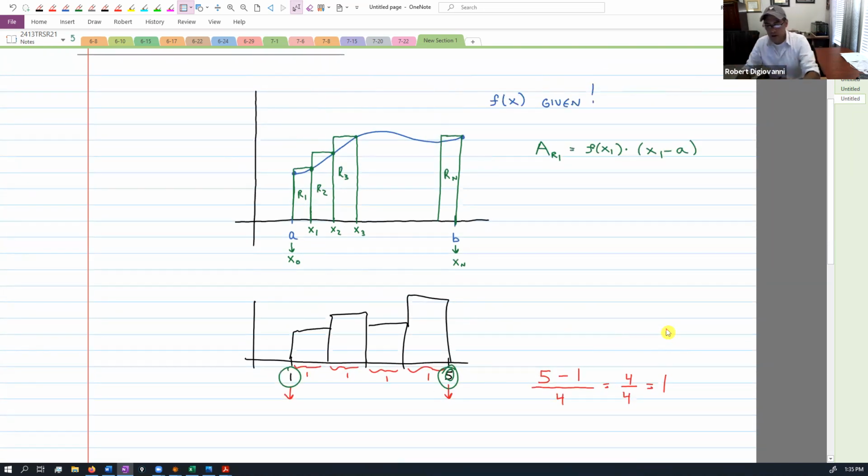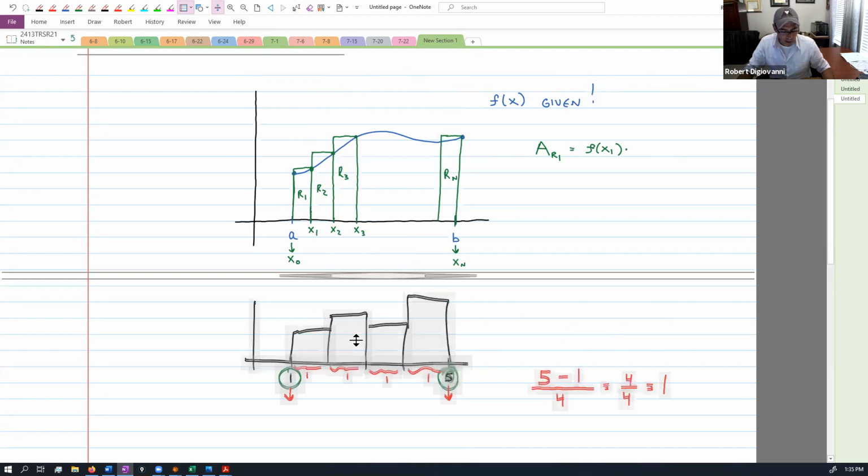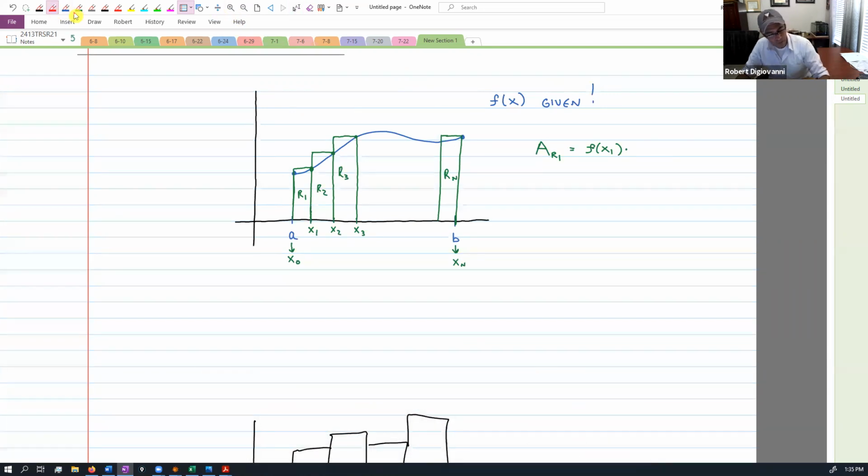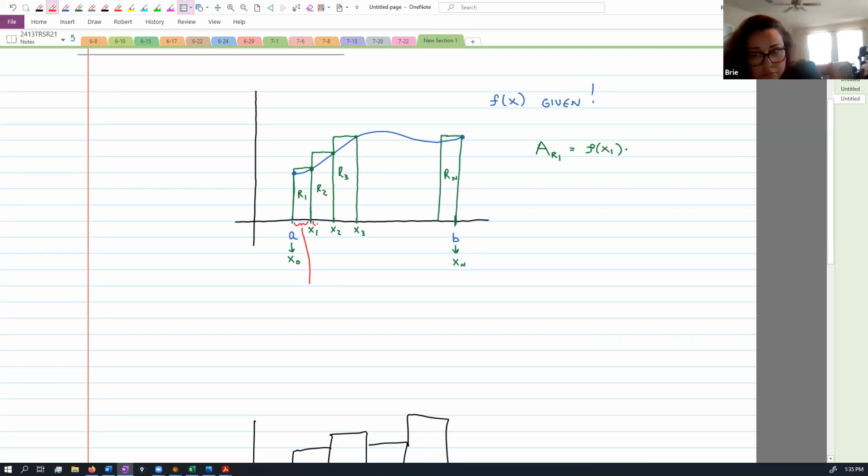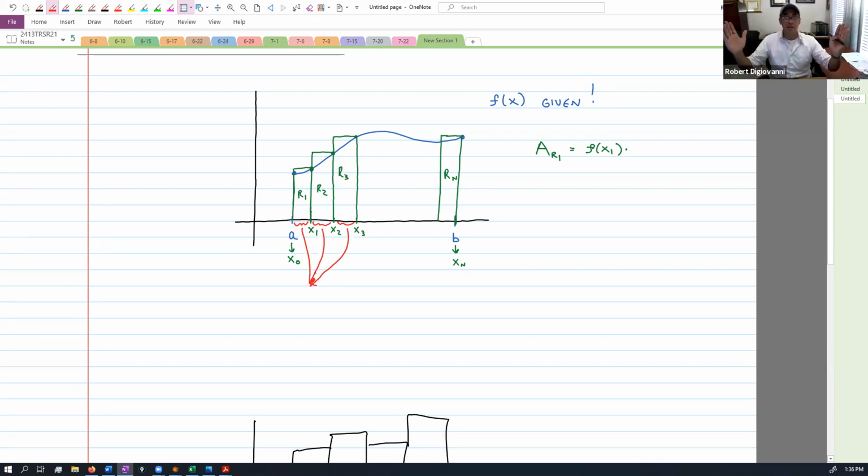So with that same sort of idea, can you tell me how wide each one of these has to be? So what is the width of each of these? Okay, so how wide is the entire interval? How wide is the entire thing? So what's the distance from here to here? X sub n minus a, or how about just b minus a? That's how wide that interval is.